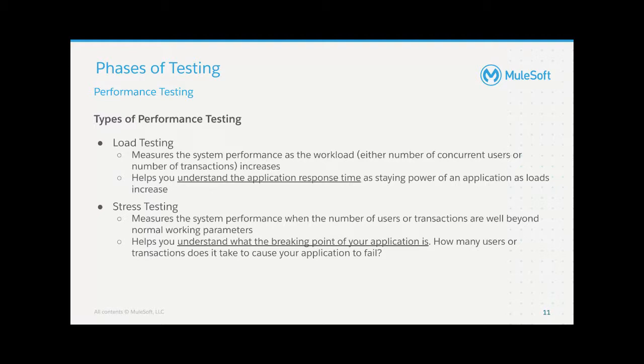The last two types of performance testing are spike testing and endurance testing. What is spike testing? Spike testing is a form of testing to measure the system performance when the workload suddenly increases quickly.